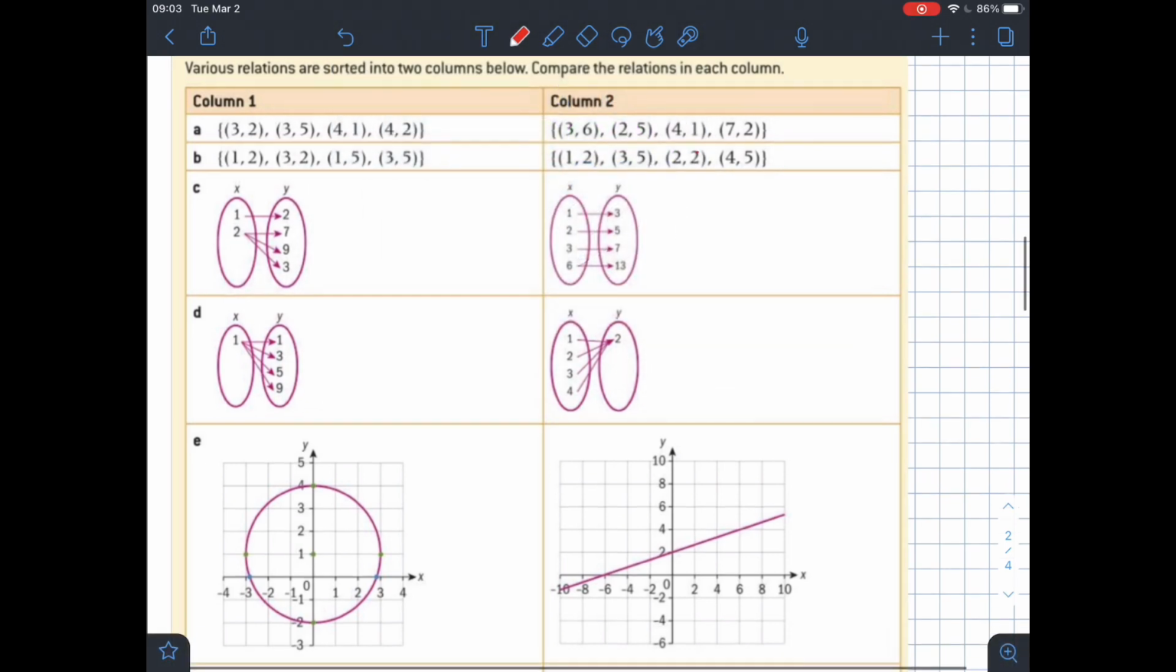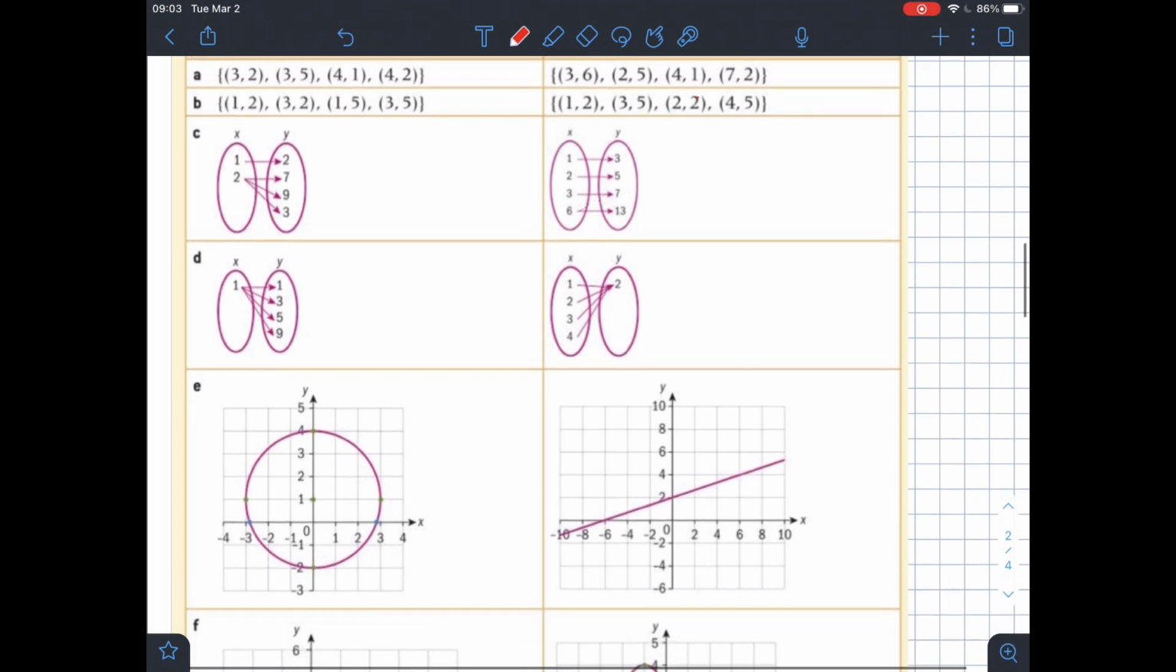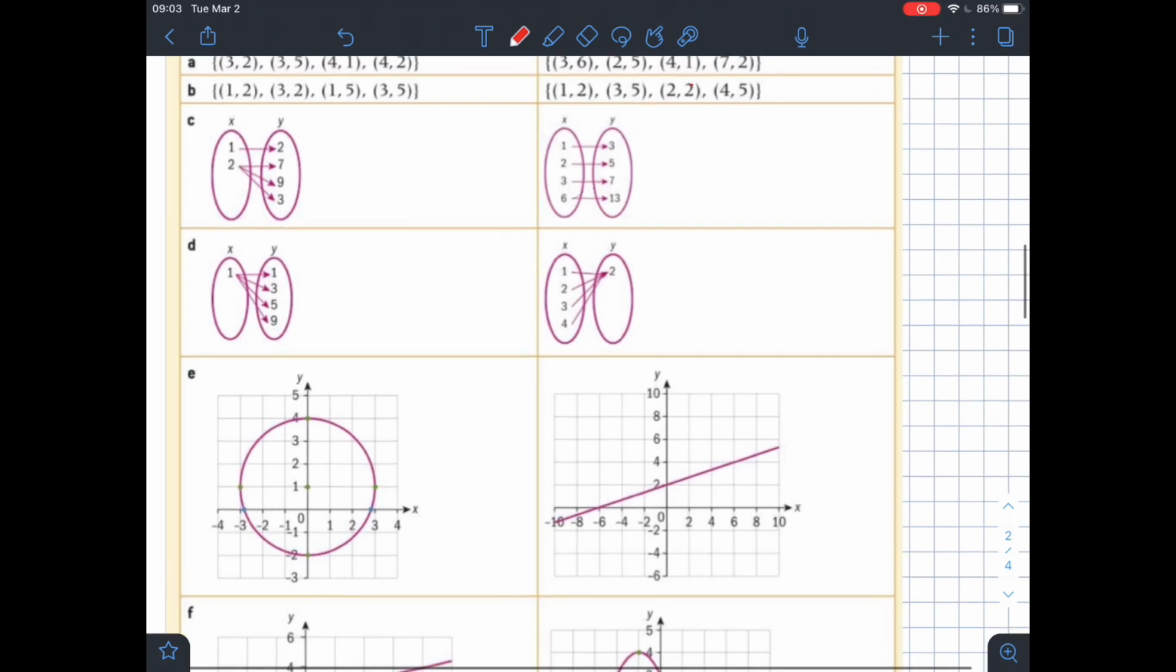Okay? Then if we look at D, we see the same thing, right? For one value of x, we have multiple values of y. And in this case, for multiple values of x, we have a unique value of y, right? So you see the difference, right? In this case, the x is the one that has repeated values, and in this case, the y is the one that has repeated values.